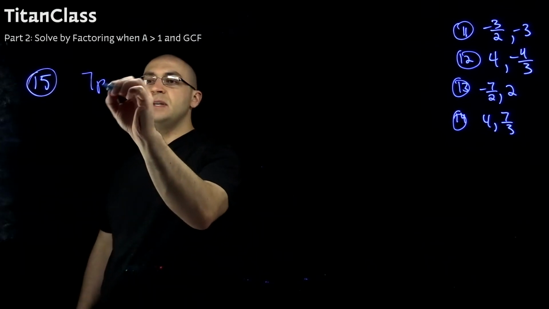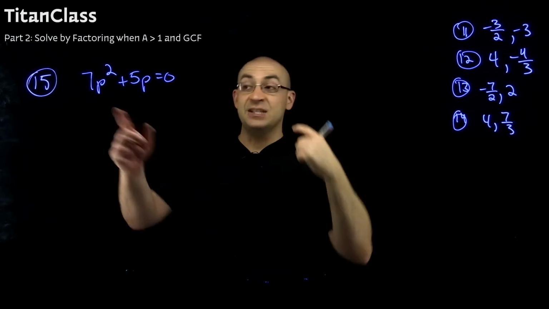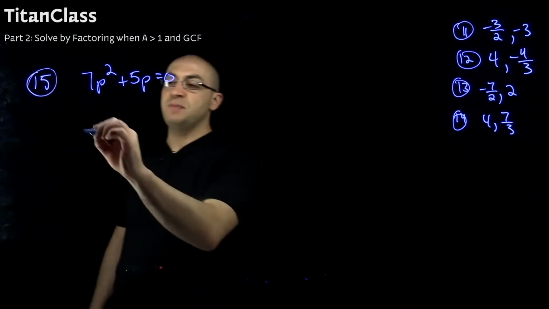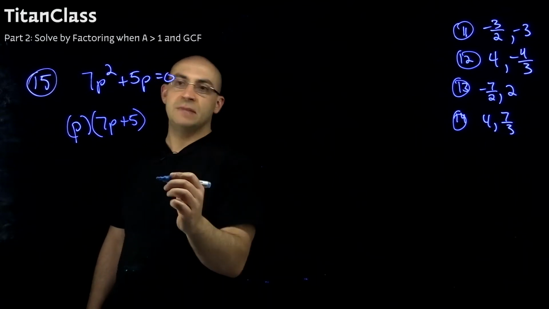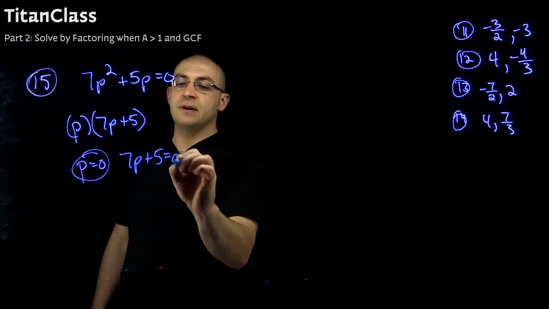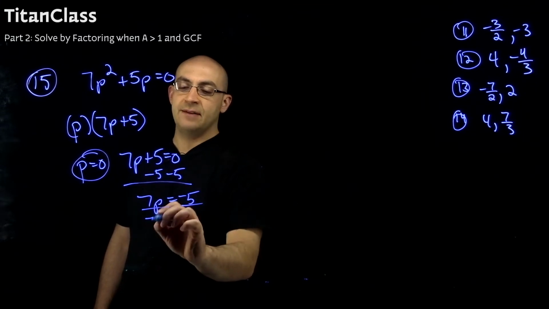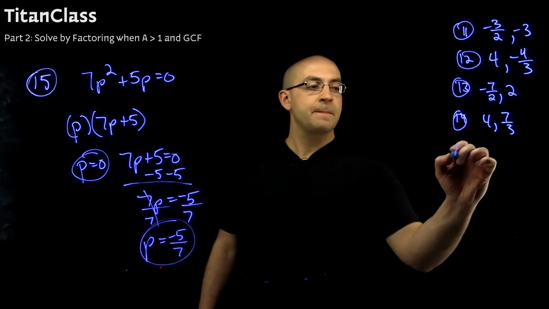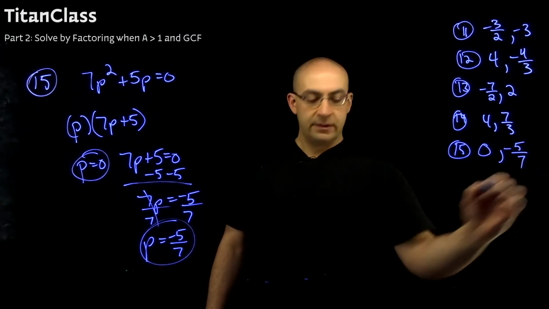15, 7p squared plus 5p equals 0. So it is both a is greater than 1 and GCF, right? So what is the common factor? And that's just p. And then I'm left with 7p plus 5 equals 0 as my factors. P equals 0, it took care of itself. And then 7p plus 5 equals 0. We'll subtract 5 on both sides, where 7p is going to equal negative 5, divided by 7 on both sides. P equals negative 5 over 7. We're done there. Okay, 15: 0 and negative 5 over 7. Okay.